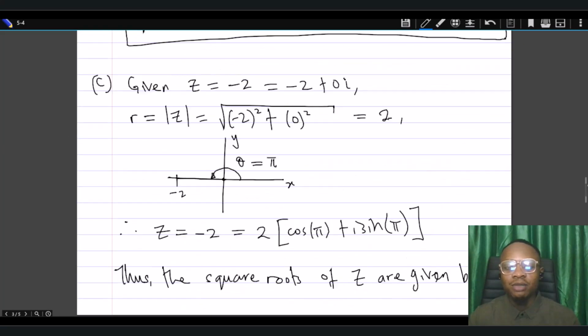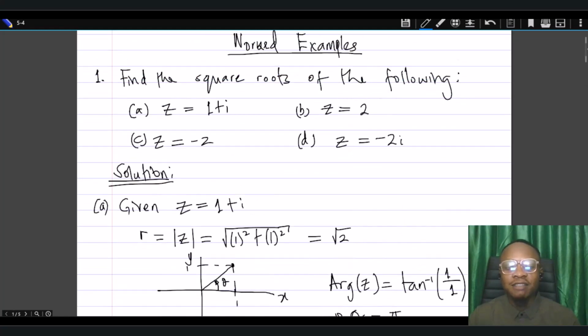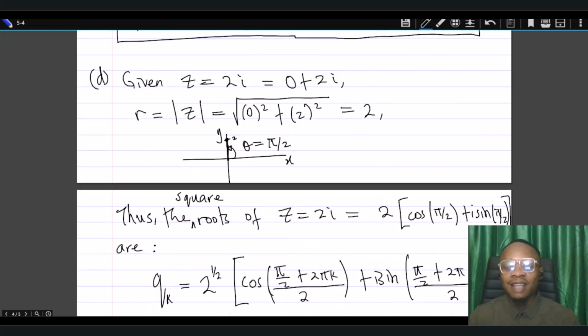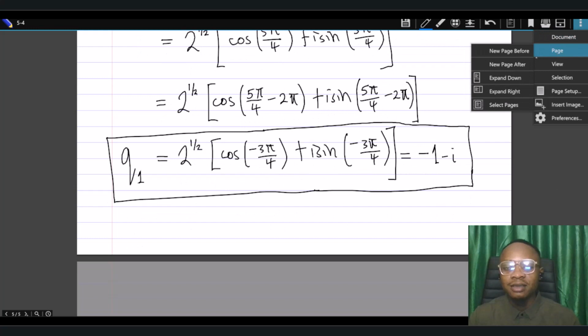So those are the two square roots of 2I. So with that, we are done with the first problem here. Let us have another example before we end this lesson. So let's have an additional page and take on another question before we end this lesson. So that's all for question 1 or problem 1 if you like.